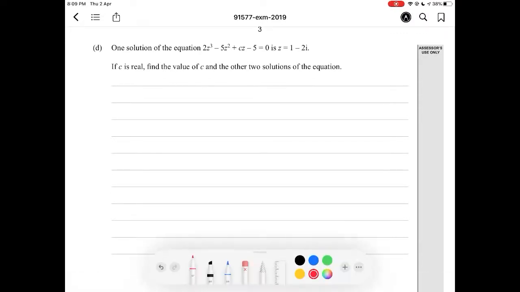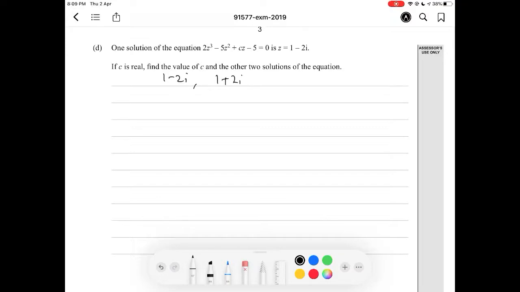Alright, so we know our conjugate root theorem, which states that, sorry, I'm using red pen. So if 1 minus 2i is a root, that means its conjugate must also be a root. That's the conjugate root theorem. So if 1 minus 2i is a root, that means 1 plus 2i must also be a root. And the other root will be a real root.